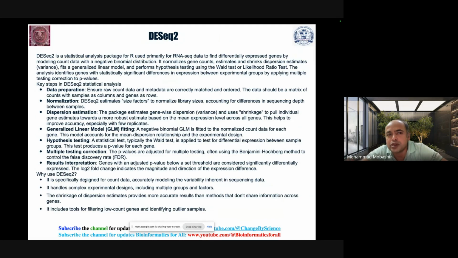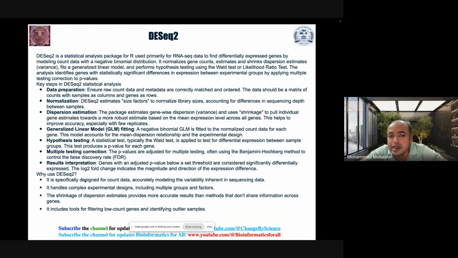So the key steps are data preparation, normalization, dispersion estimation, GLM fitting or generalized linear model fitting, hypothesis testing, multiple testing correction, and result interpretation. So DESeq2 key steps are data preparation, normalization, dispersion estimates, generalized linear model fitting, hypothesis testing, multiple testing correction, results interpretation. Why are people using DESeq2?